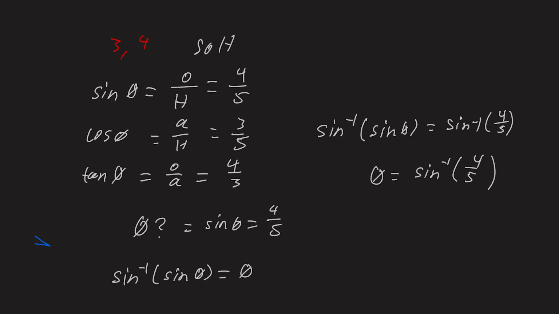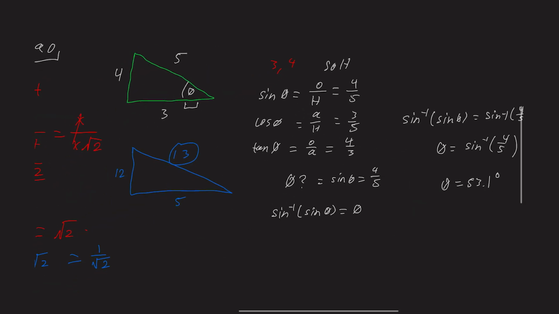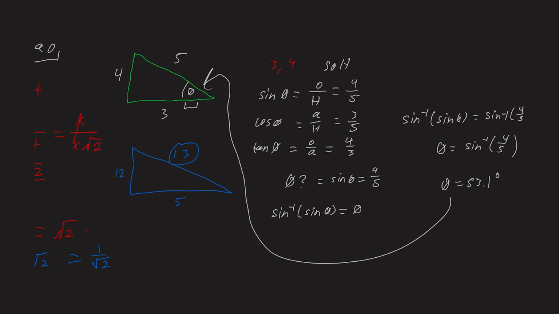And that is something I can compute on my calculator. I'm going to do second sine inverse, and I'm going to put 4 divided by 5 inside my parentheses, and I get theta equals 53.1 degrees. So now I know that's my angle measure here. I know this angle right here is going to be 90 degrees, and 90 minus 53.1 is going to give me the remaining angle measure in my triangle, which in this case is going to be 36.9 degrees.